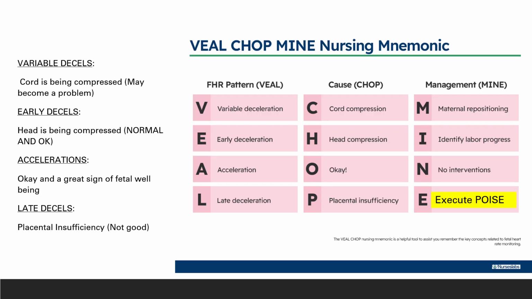All right, so again, this is a nursing mnemonics picture. It really helps you understand what the pattern is, what the cause is, and how to manage it. If you have variable decels, it's because of cord compression, and the management for that is just maternal repositioning. If you see early decels, that's related to head compression, which is good. We just identify the labor process, we continue to watch her, we don't do anything whatsoever.